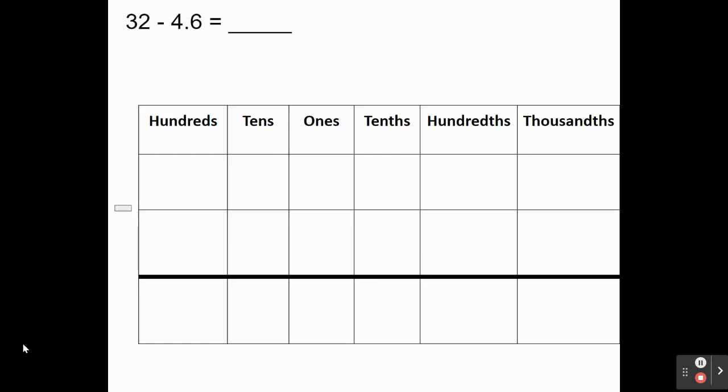Let's review some decimal operations. Let's start with 32 minus 4 and 6/10. First, we're going to place 32 in the place value chart.